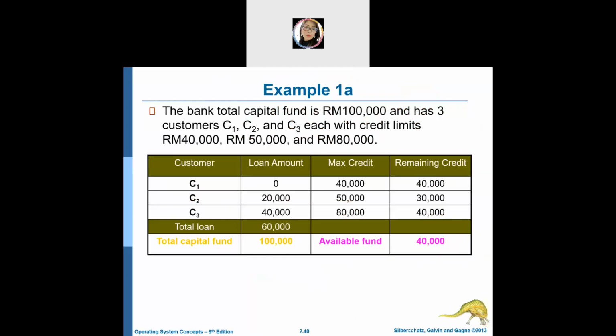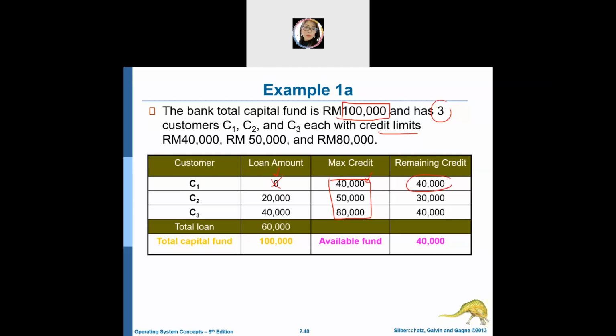So, for example here, how do you check whether you are in a safe state already? The bank's total amount is 100,000 and you have 3 customers, C1, C2, C3, and each has a credit limit. So this one is the credit limit. How much loan has C1 taken? None, although you have a credit limit.